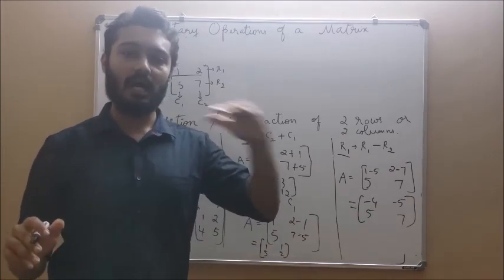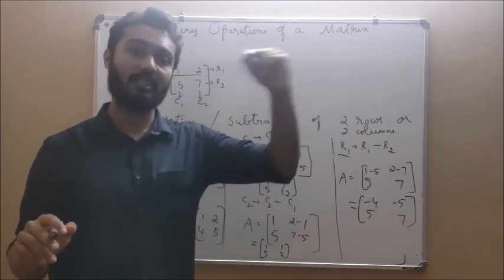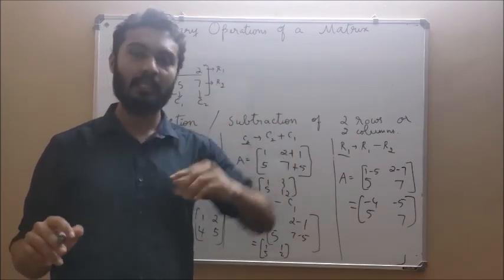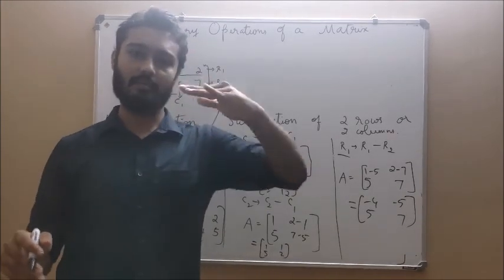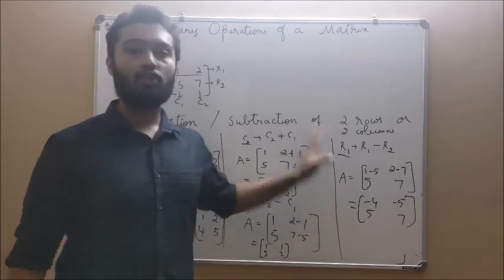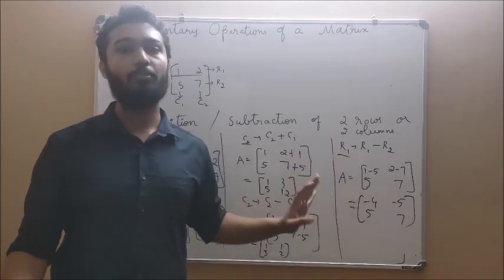I hope you have an understanding of how we subtract each row and each column. When you are subtracting R1 minus R2, we subtract the corresponding elements in the row: first element with first, second element with second. The same applies when you are adding. So this is the addition and subtraction of rows or columns. I hope you take note.